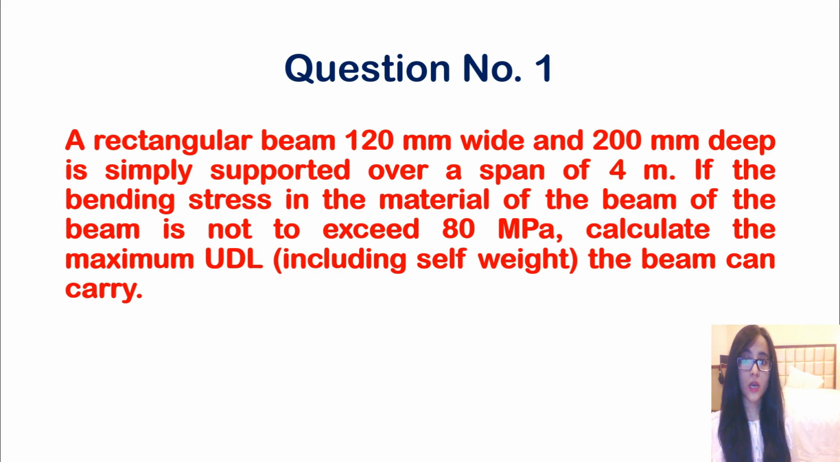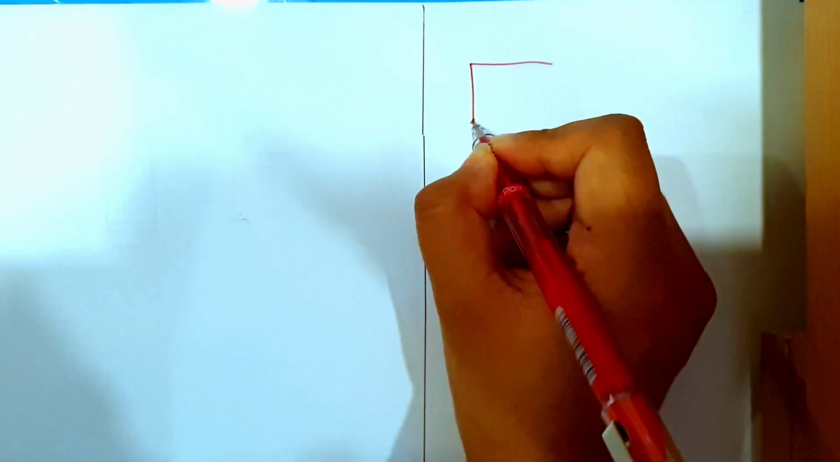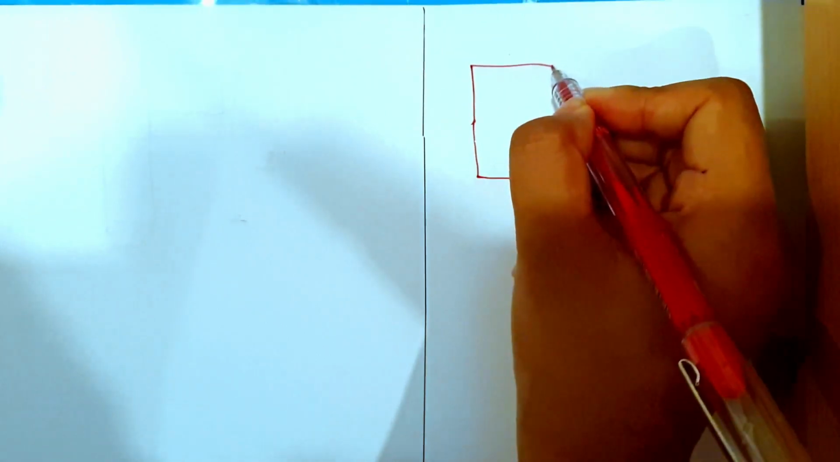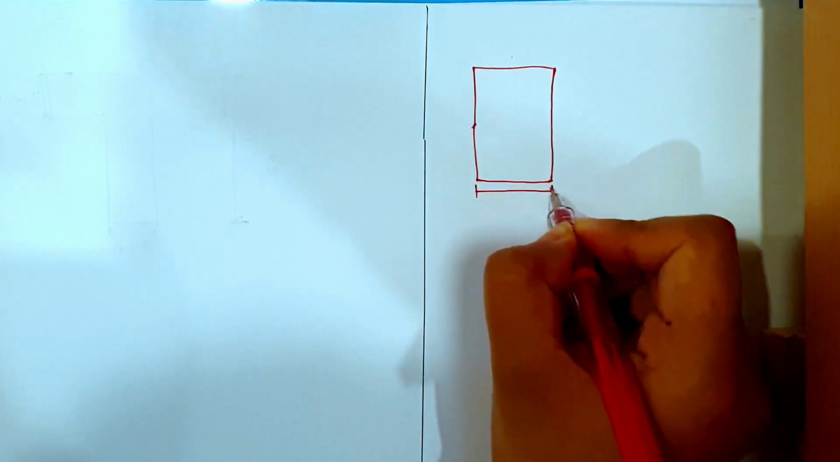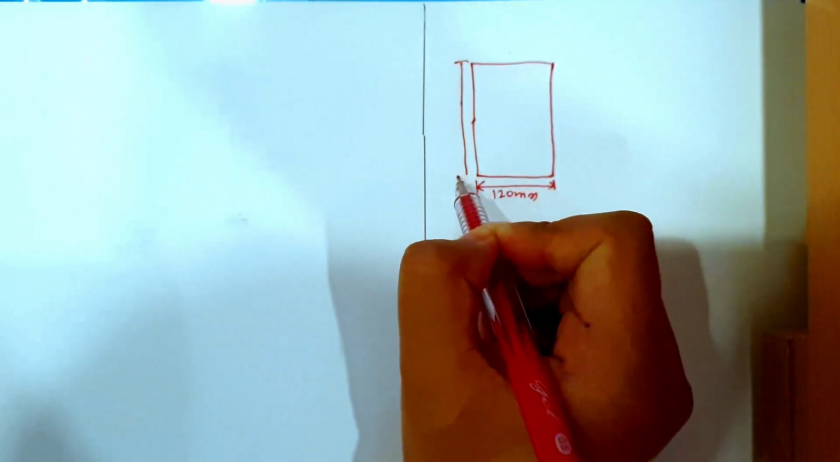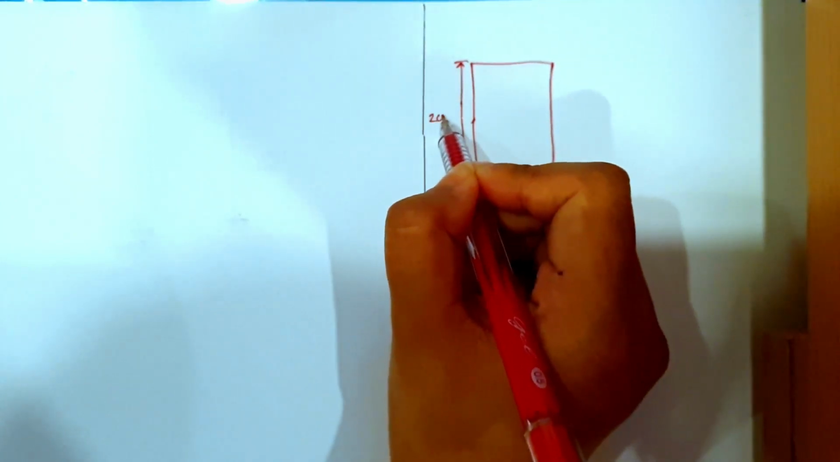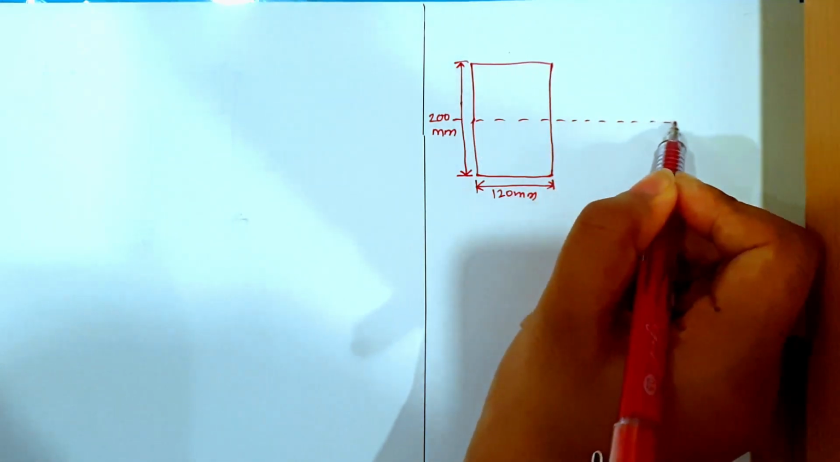How much this rectangular beam can carry. So let us see how we can solve this numerical. Now for this numerical, a section is given, a rectangular section of size 120 mm, and the depth is given as 200 mm. For this section, this is a symmetrical section, so the neutral axis will pass through this point here.